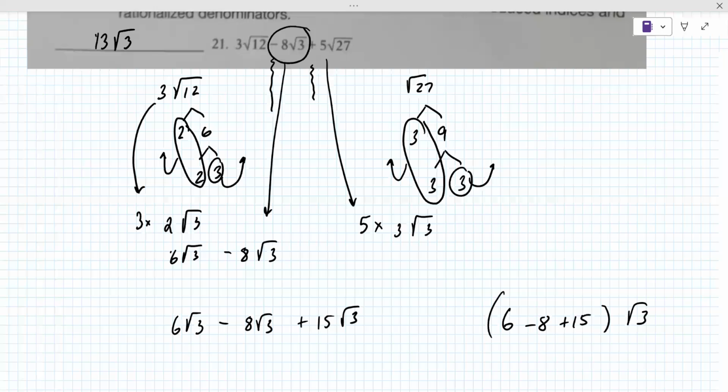So as you can see, a bit more work there because there was more reducing to do before you could combine everything. Okay. All right. Number 22.